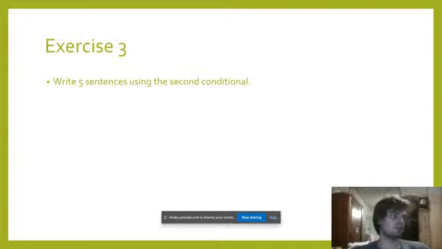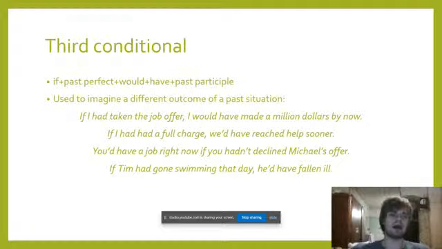Moving forward, I am not going to give you any exercises for now, so please feel free to take a screenshot and do it in your own spare time. For those who might have a blurry screen, I'll read out the exercise for you: write 5 sentences using the second conditional. Heard me? Moving forward.